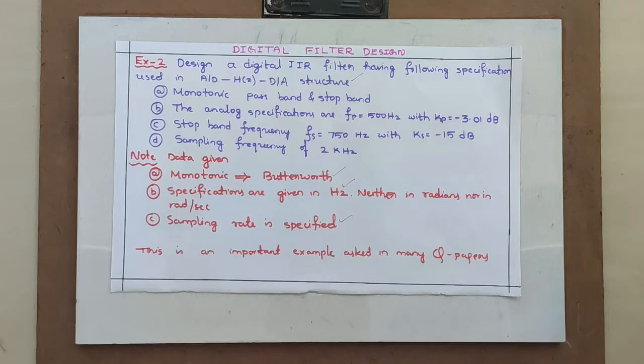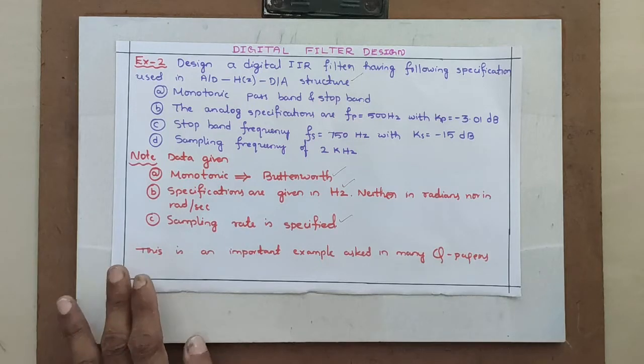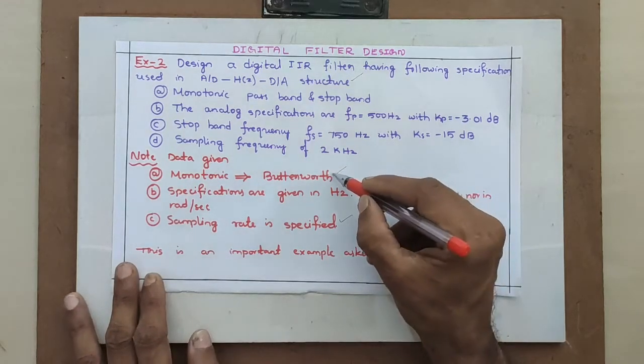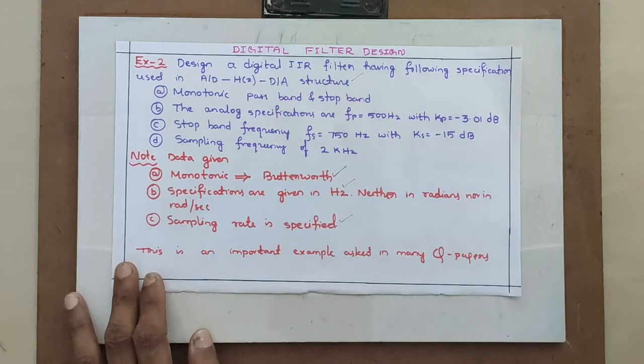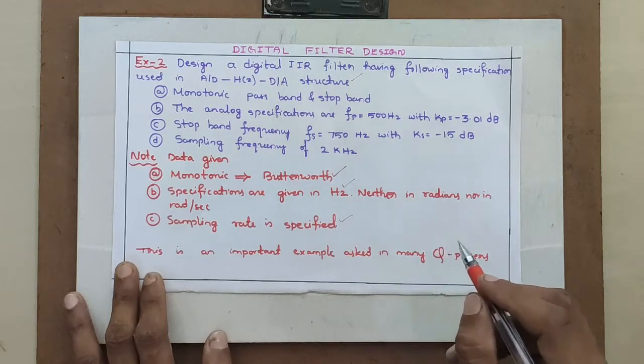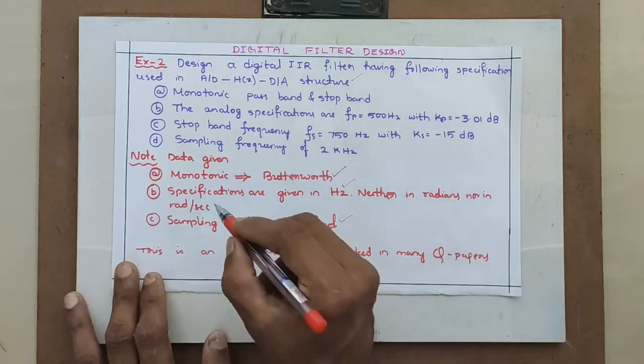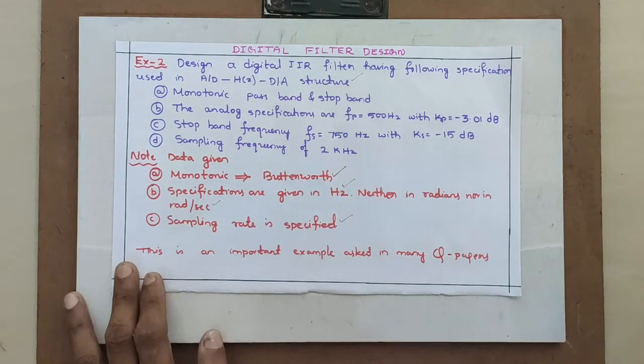Once you read the problem, let us understand the data which is given. Monotonic means it is a Butterworth filter, already you know that. Specifications are given in Hertz. Please note this change from the previous example. Specifications of stopband edge and passband edge are given in Hertz, not in radians nor in radians per second.